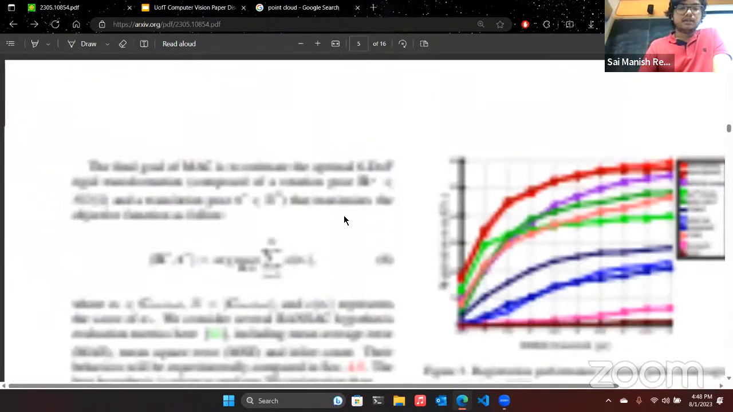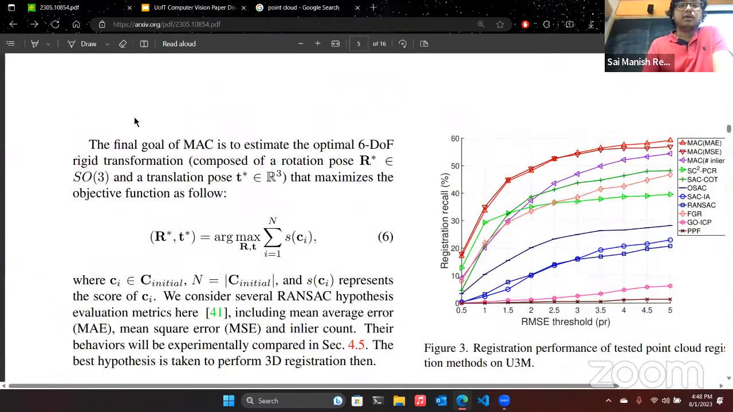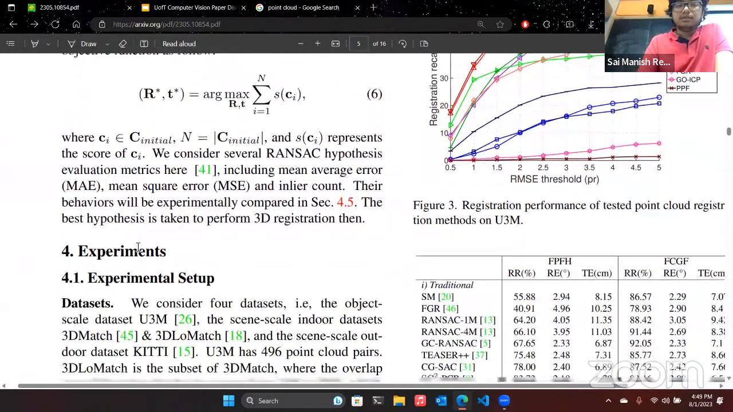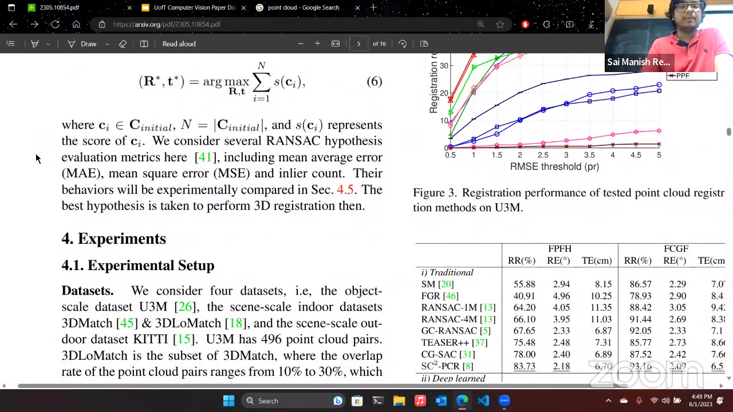After that, our final goal in MAC is to estimate the optimal 6DOF rigid transformation that maximizes this objective function. As we can see, the Ci are the correspondences, N is the total number of correspondences, and S(Ci) is the function with input Ci. Yep, that's how MAC works.